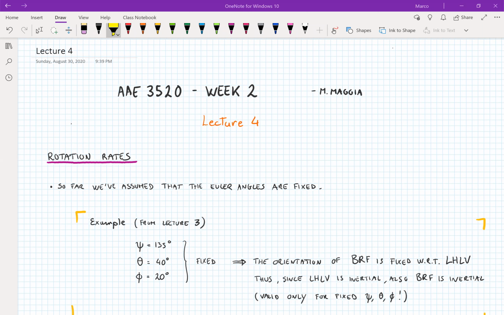So we first apply a rotation about the local z-axis of an angle psi, then we rotate about the new y-axis with an angle theta, and then finally we rotate about the new x-axis of an angle phi. The three Euler angles in the 3-2-1 sequence are called yaw, pitch, and roll angles.